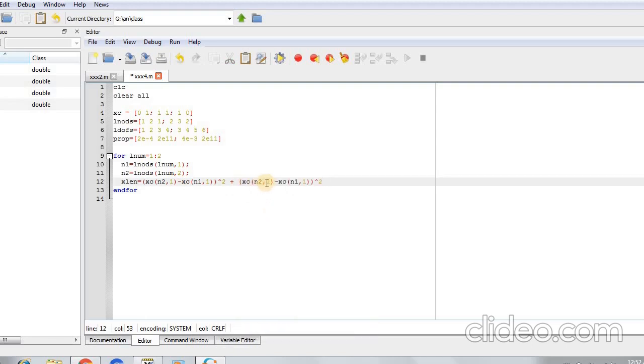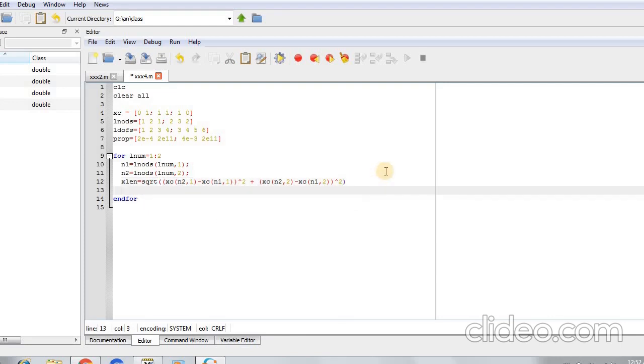So this is the y coordinate, the difference in y coordinates. So now the square root of the whole thing, sqrt, square root of the whole thing.